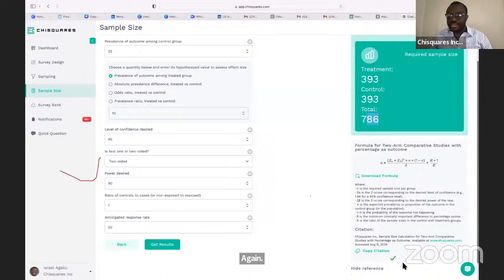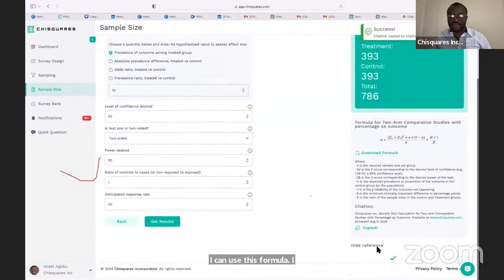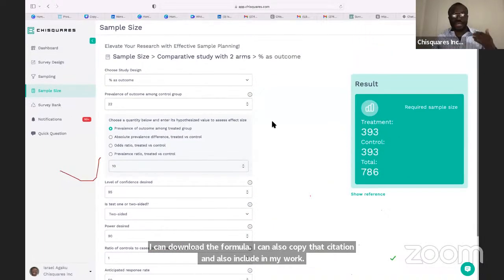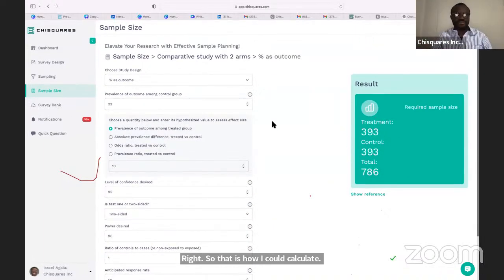So now I can use this formula. If I'm writing the grant, I can download the formula. I can also copy that citation and include it in my work, right? So that is how I could calculate sample size for a confirmatory study. Now, if the study is just exploratory, that is the same as calculating sample size for just a descriptive study.